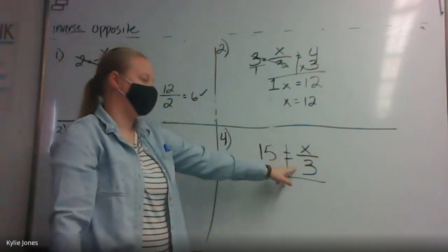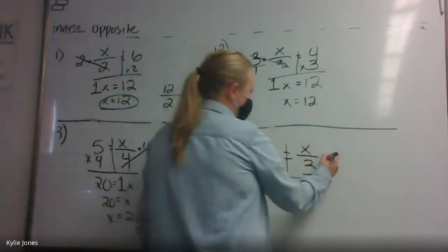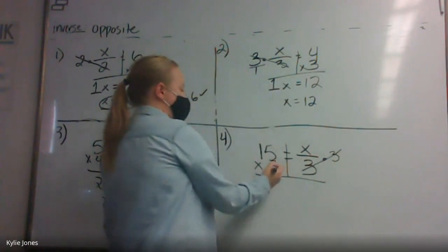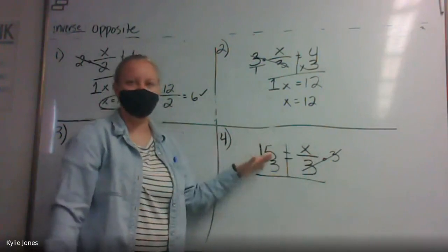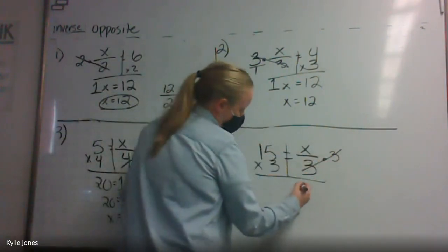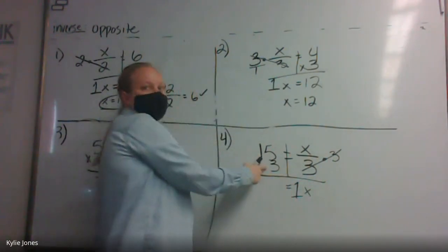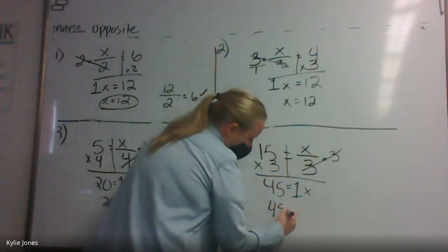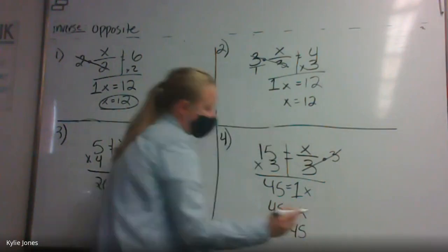And finally, 15 equals x divided by 3. What is the opposite of dividing by 3? Multiply by 3. Do you guys see that no matter what I do on one side, I always do on the other side? Always. Good. What is 3 divided by 3? 1x equals, what's 15 times 3? 45. Which can also be 45 equals x, and x equals 45.